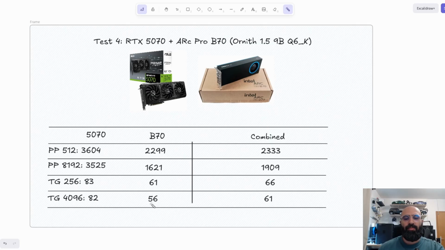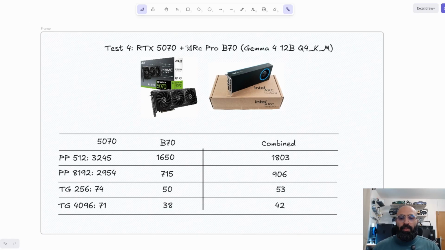We can see the numbers here and they make sense since the RTX has only 12 GB, while we gave the B70 32, so the 32 taking 3 shares of the RTX 5070, and therefore we are seeing those numbers way closer to the B70. Here for this test, the numbers were for the RTX 3200 and for the B70 1600, together are 1800. We are talking about the Gemma 4 12B here.